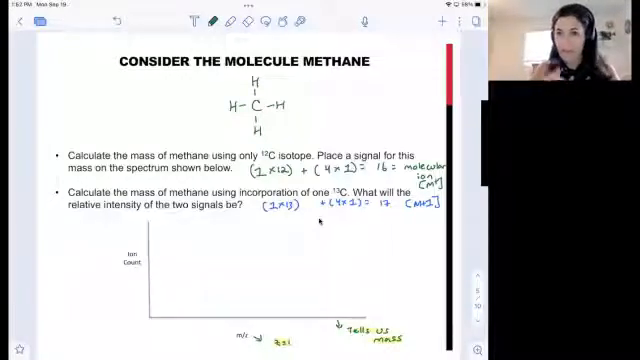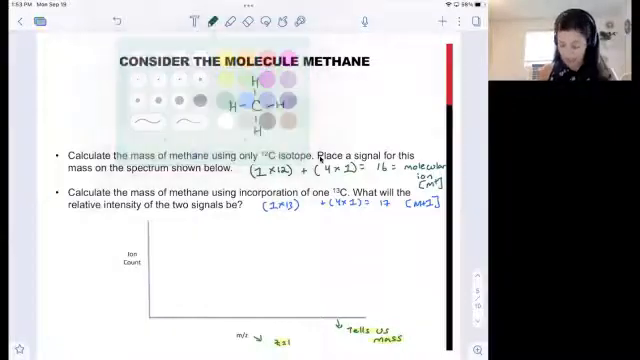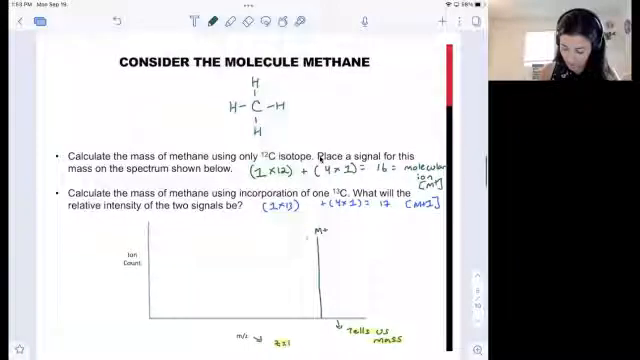When I'm thinking about the mass that I expect to see for an ion of methane, or any molecule really, I'm going to start by calculating that mass using the most abundant isotope at every atom. So I'm going to start with C12 and H1 to get a mass of 16. I say that that mass corresponds to my molecular ion, and I label that as M+.